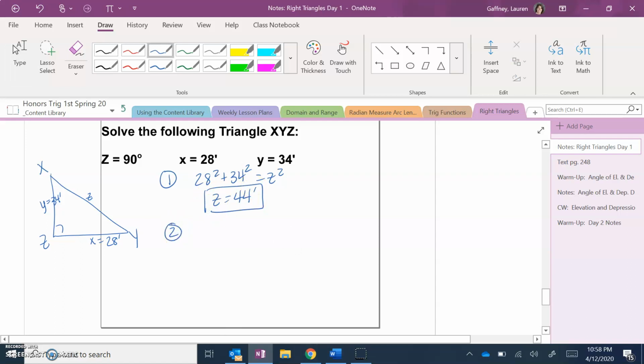Okay, so I was given 2 of the 3 sides. So I found the third side first. You don't have to do that first. You could do that later. It doesn't matter. I did Pythagorean theorem there.